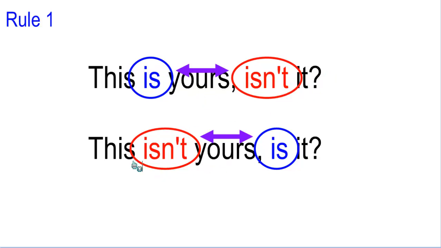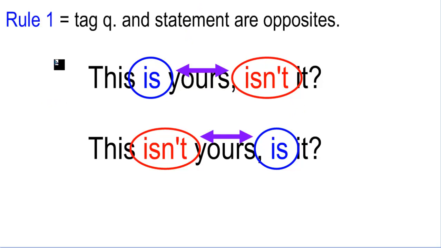And if the sentence is negative, the tag question is going to be affirmative. So that's the first rule. Tag questions and statements are opposites. Okay? The tag question and the statement have to be opposites. If your sentence is affirmative, the tag is negative. If your sentence is negative, the tag is affirmative. Okay? That's the first rule.